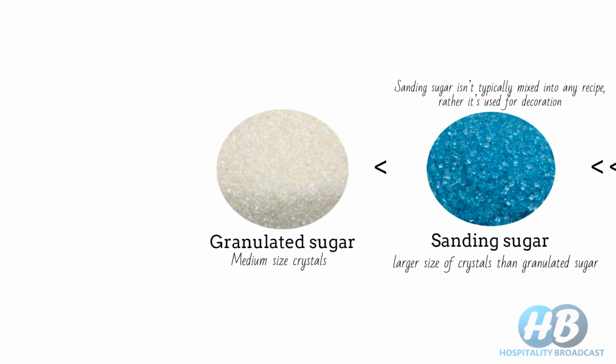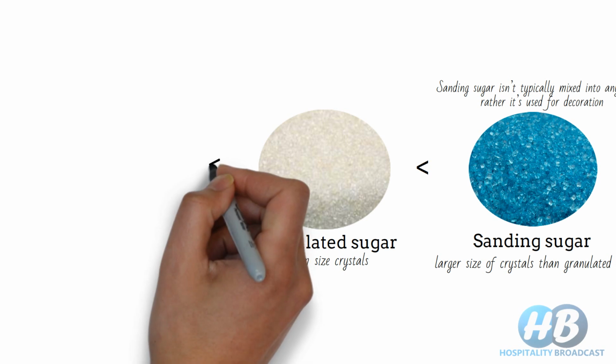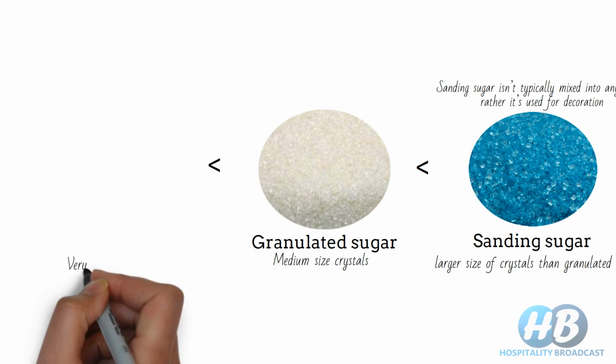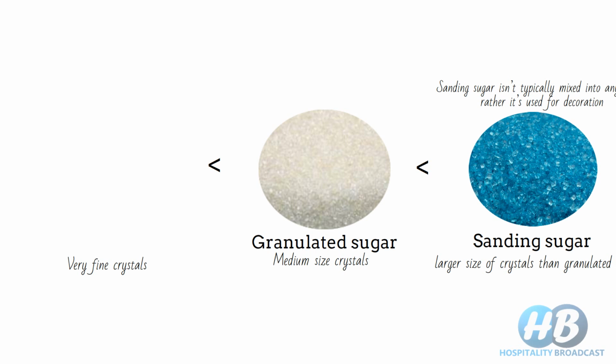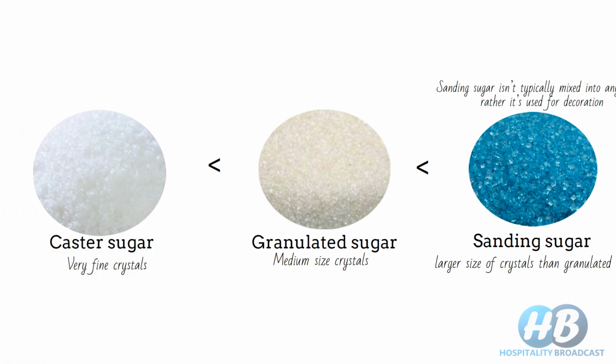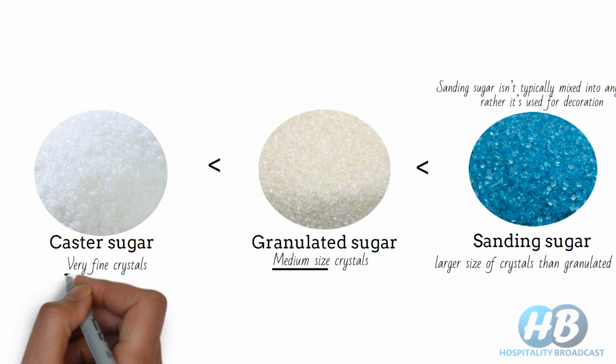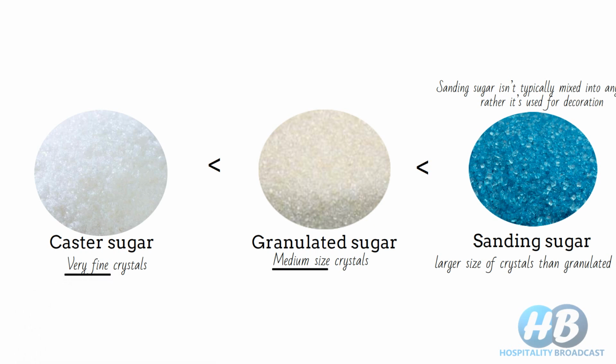Now let's move back to granulated sugar. If we break these medium-sized granulated crystals into very fine crystals, then we get castor sugar. The major difference you will see is in the size of the crystals. Granulated are medium and castor sugar has very fine crystals. Due to the fine crystals, castor sugar can be dissolved easily and quickly as compared to granulated sugar.